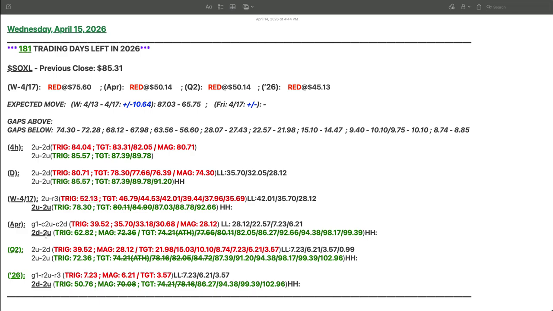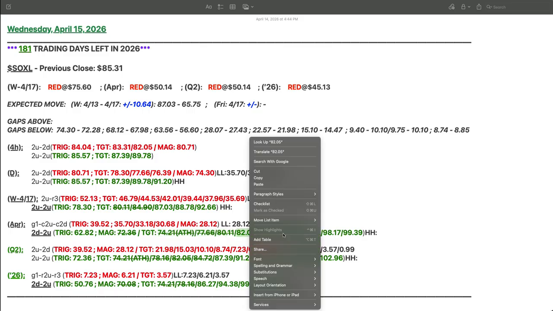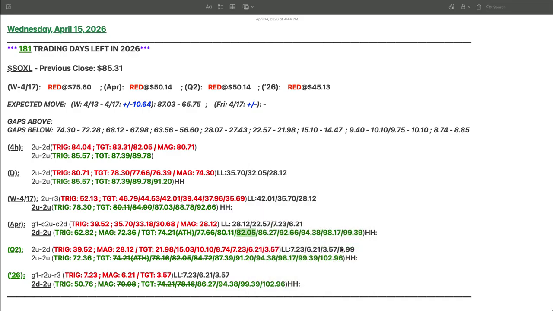On the month, again, we pulled the 2 down, 2 up. It triggered at 62.82, ran the strat, reached magnitude at 72.36. Then we also pushed above, got that all-time high, and a couple of our other targets here. Actually, we got this target as well, so let's strike through that. There we go. So here are the extended targets that we've got here on the month.